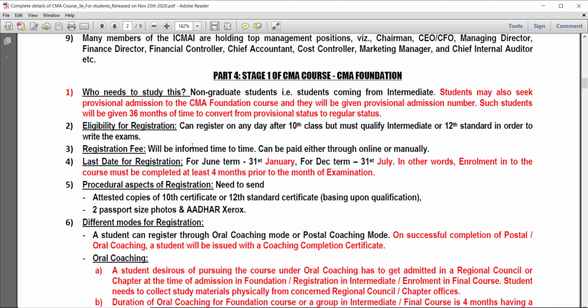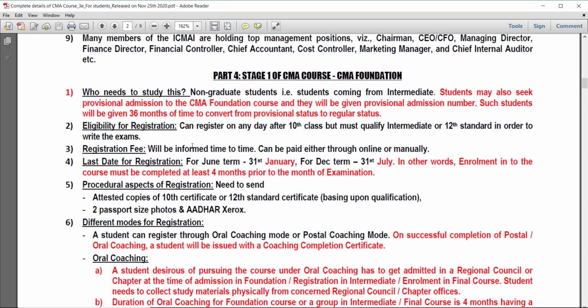This will be informed from time to time. As of now, it is 4,500 rupees. There is some information that this will be hiked in the near future. There was a notification from ICMA that fees will be revised from February 1st. As and when that notification comes into effect, we will be intimating you the revised fee structure. So what about the last date of registration? We can say the last date for registration is on an attempt basis. If you are planning to attempt the June exams, the last date for registration to the CMA Foundation course is January 31st.